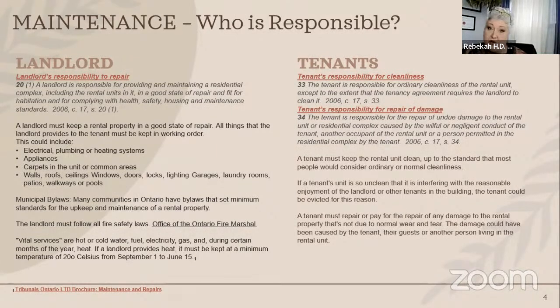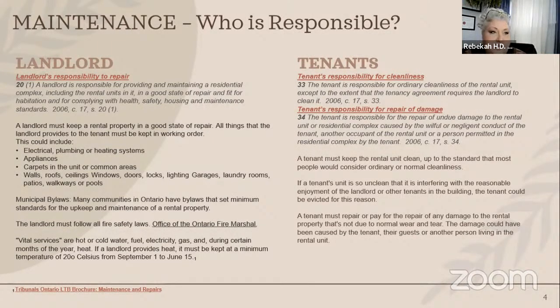In addition to all these things, infestations need to be treated. That's the landlord's responsibility. And lawn care, including snow removal. You might make arrangements with your landlord that you're going to clear the walk, but he needs to ensure that you are doing that. And this leads us to the responsibilities of the tenant.